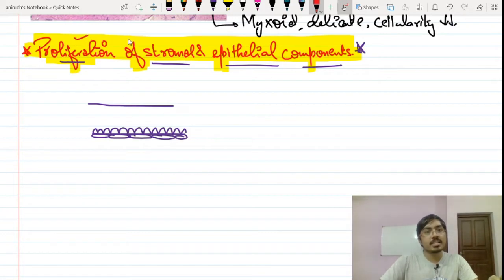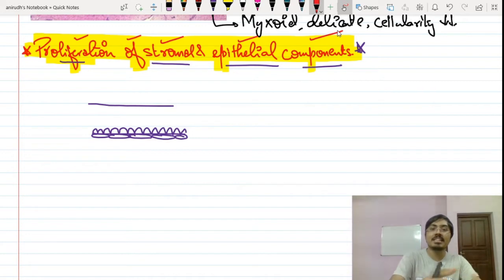There is proliferation of stromal and epithelial components. So we discussed that this is a tumor of the intralobular stroma. So how can the epithelial cells also proliferate? So there is a proliferation of stroma and the epithelial component is also proliferating. So understand what is the epithelial component first of all.